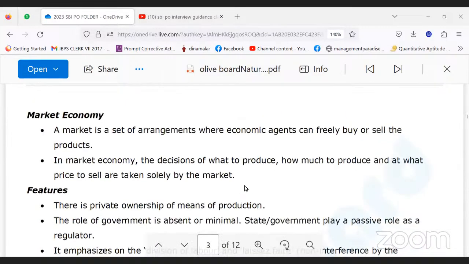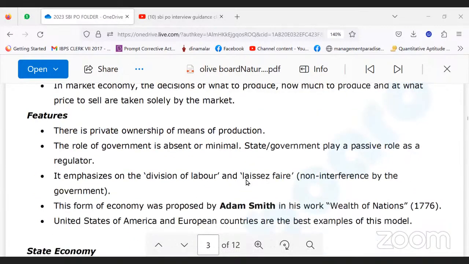Correct. Continue. Market economy. A market is a set of arrangements where economic agents can freely buy or sell the products. In a market economy, the decisions of what to produce, how much to produce, and what price to sell are taken solely by the market. Features: There is a private ownership of means of production. The role of government is absent or minimum. State or state governments play a passive role as a regulator. It emphasizes the division of labor and laissez-faire, non-interference by the government.